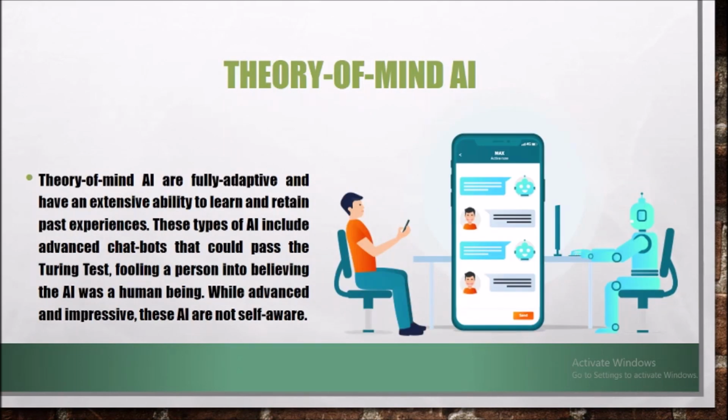Alright, next we have theory of mind AI. These are the types of AI that are fully adaptive and have an extensive ability to learn and retain past experiences. These types of AI include advanced chatbots that could pass the Turing test, fooling a person into believing the AI was a human being. While advanced and impressive, these AI are not self-aware.